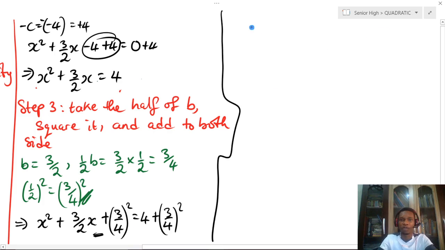So we complete the square, and that will become what? X, sorry, I want to use my black. That's x plus 3 over 4. So we've completed the square, is equal to 4 plus, now I can open this. This will give me what? If 3 raised power 2 is 9, 4 raised power 2 is what? 16. So that's 9 over 16.